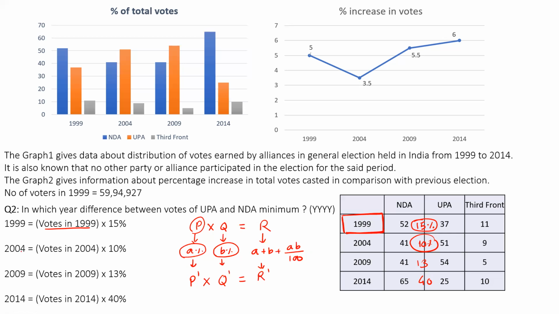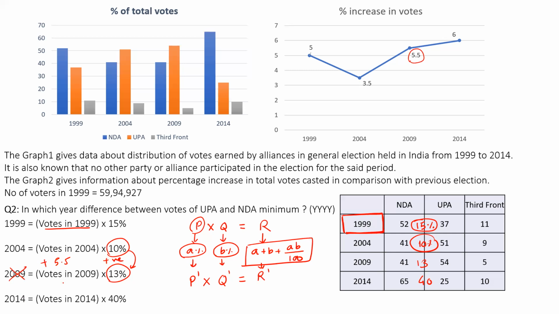So see, from 2004 to 2009, I know that there is a percentage increase of 5.5%. So it's a positive increase. Also, the percentage votes have gone up, so it is also a positive percentage change, correct? So both the numbers are going up. Naturally, the percentage change in their product will be a positive percentage change. So in 2009, I can say definitely the vote difference was more than 2004. Hence 2009 cannot be my answer.